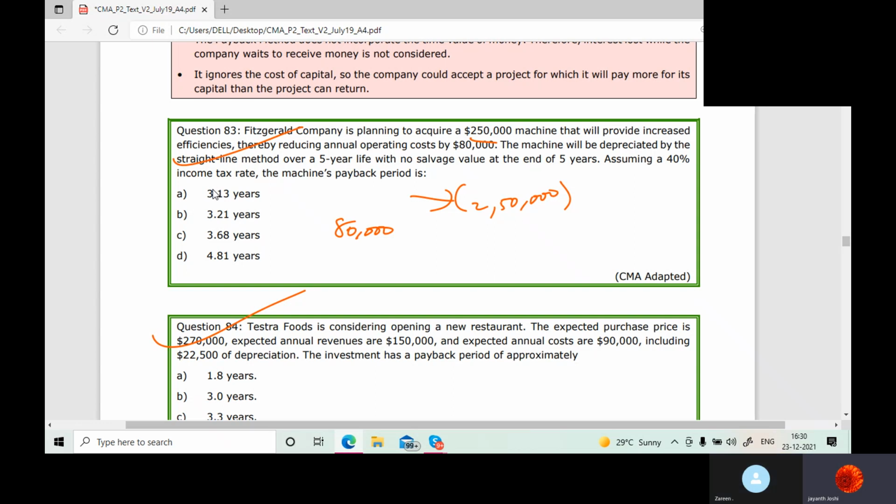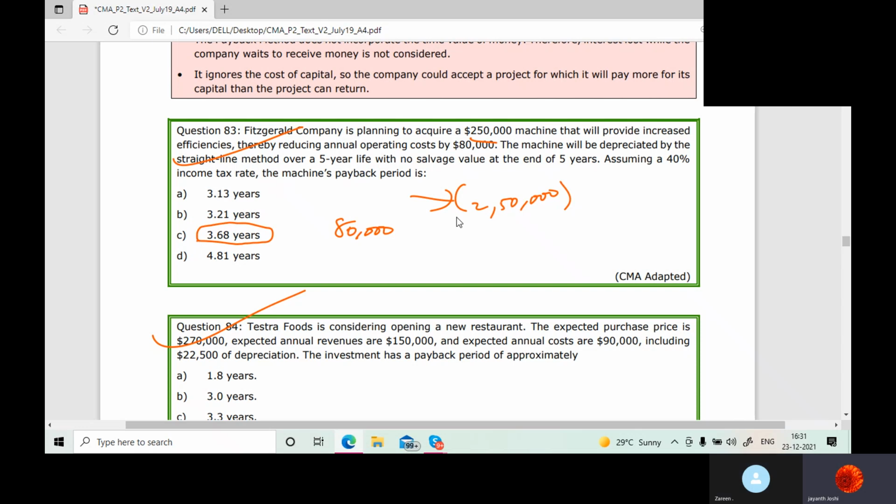Just a second. 2,50,000. The machine will depreciate by straight line method over 5 years. Payback method: divided by the inflow. So it will be depreciated operating cost. 32,200 divided by 78. So you got 3.68 years.